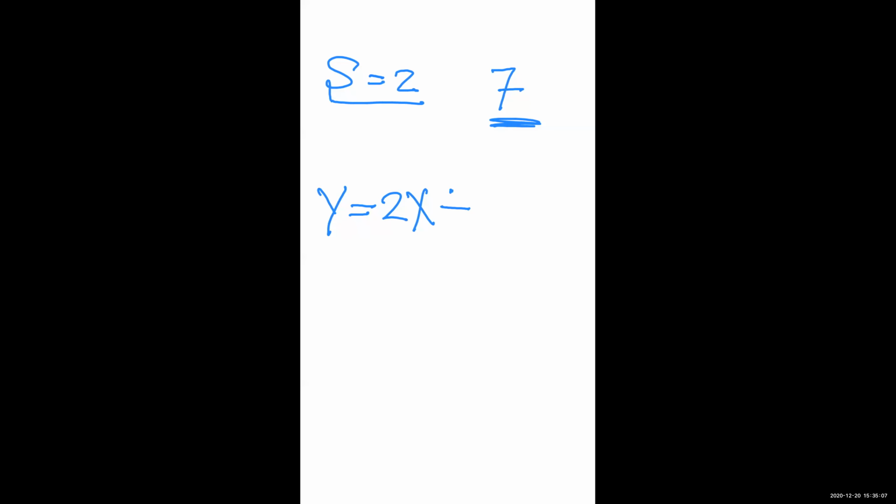Okay, so it will be 2x plus 7. Okay, one more. The slope equals 4 and the intercepted part is 7, but now 7 from the negative part of the y-axis. Okay, here 7 from the negative part.